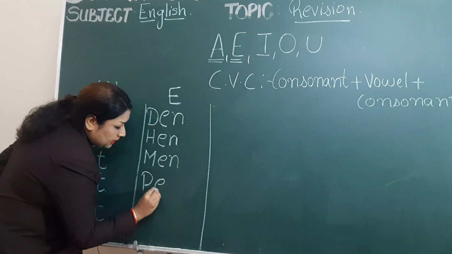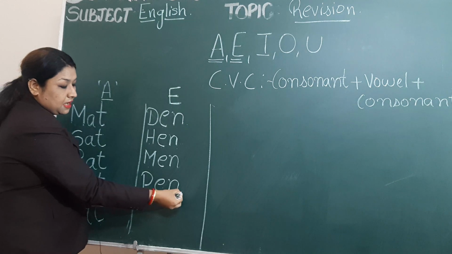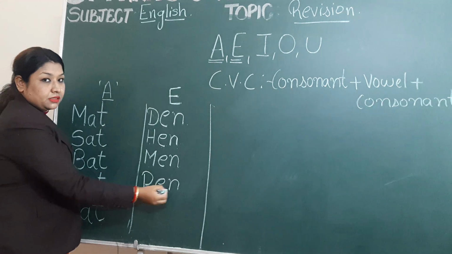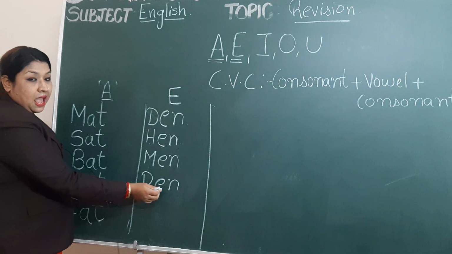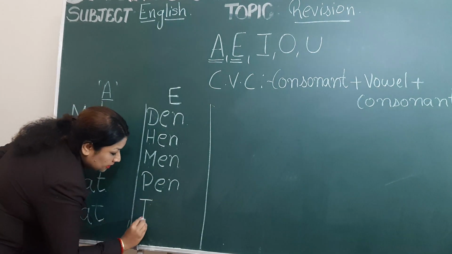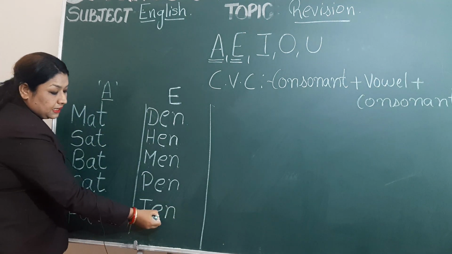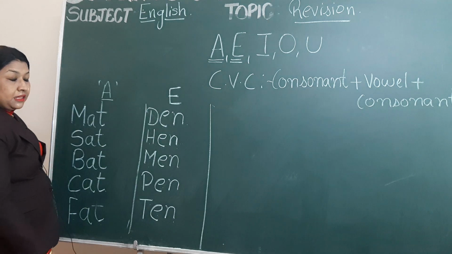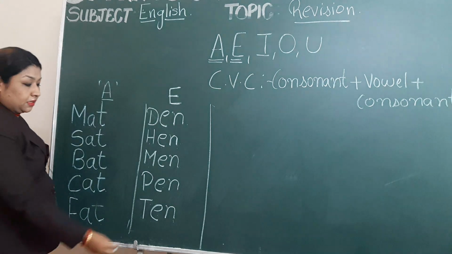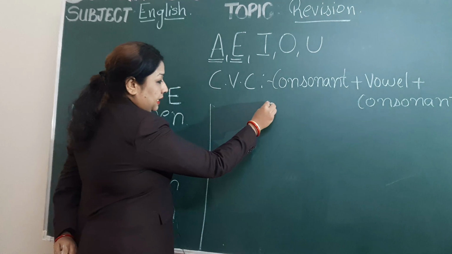P E N, pen. The phonic sound is p a n, pen. T E N, ten. The phonic sound is t a n, ten.